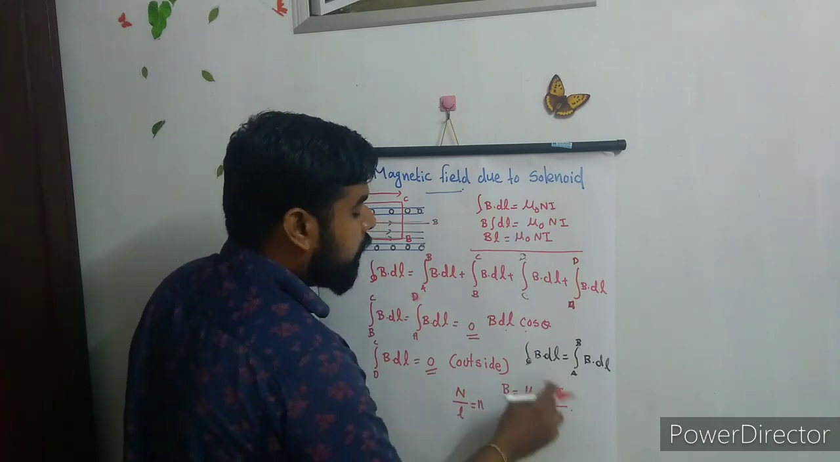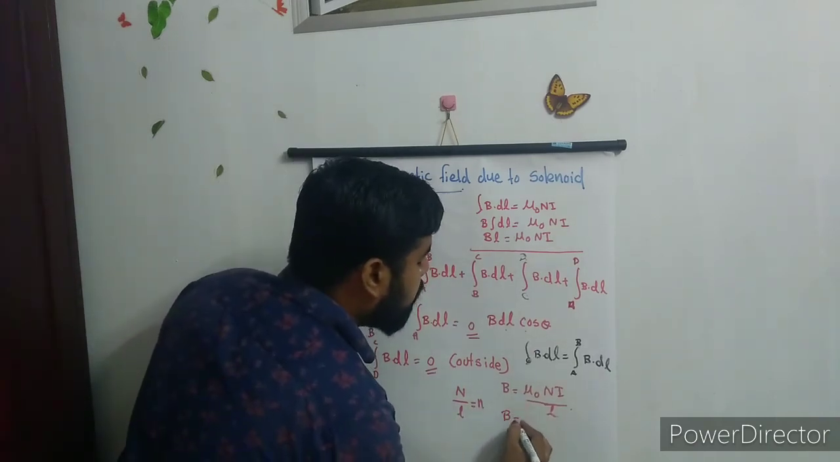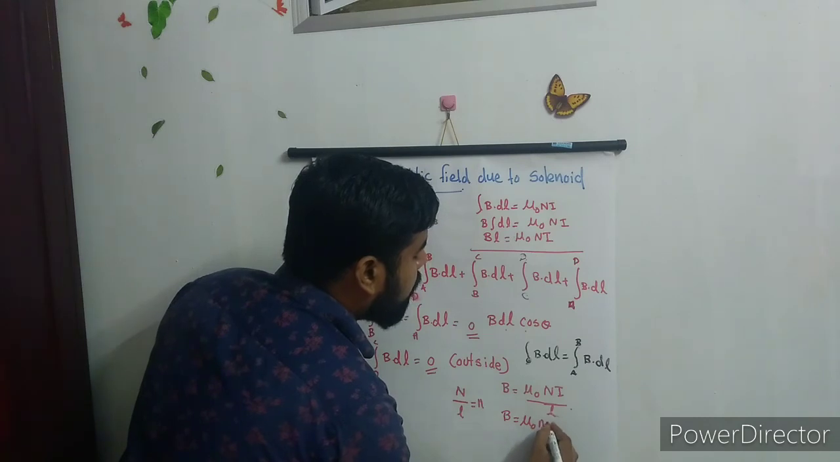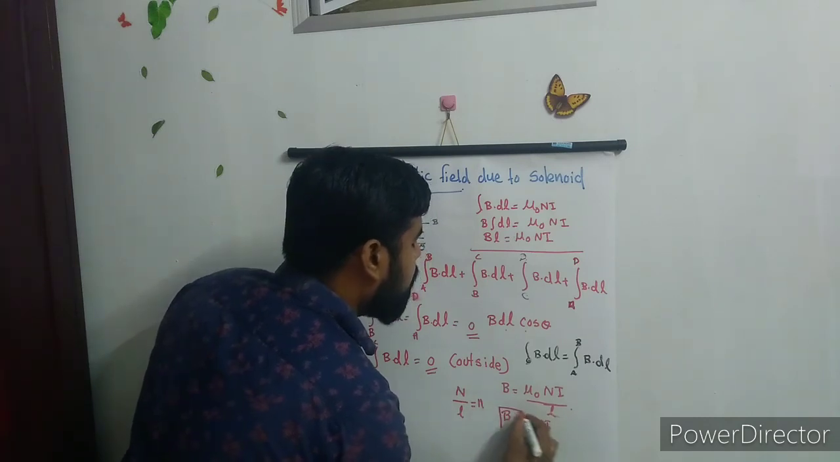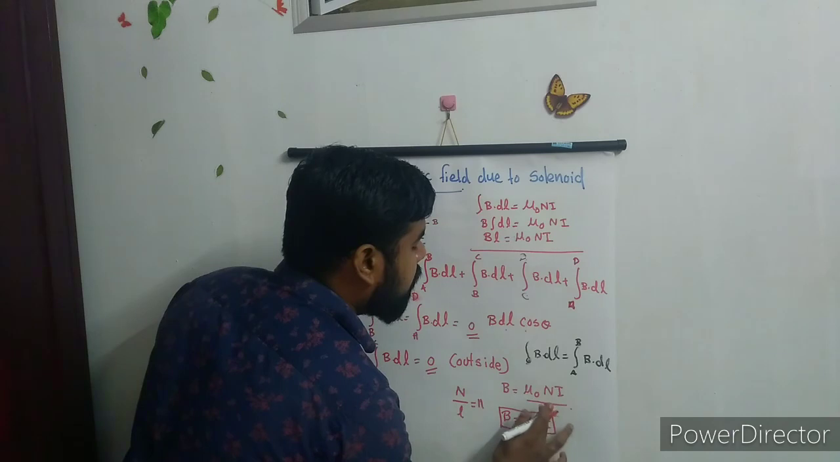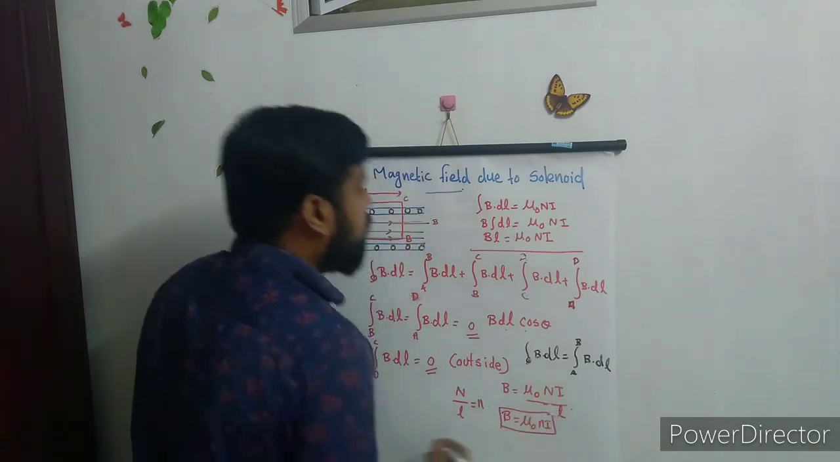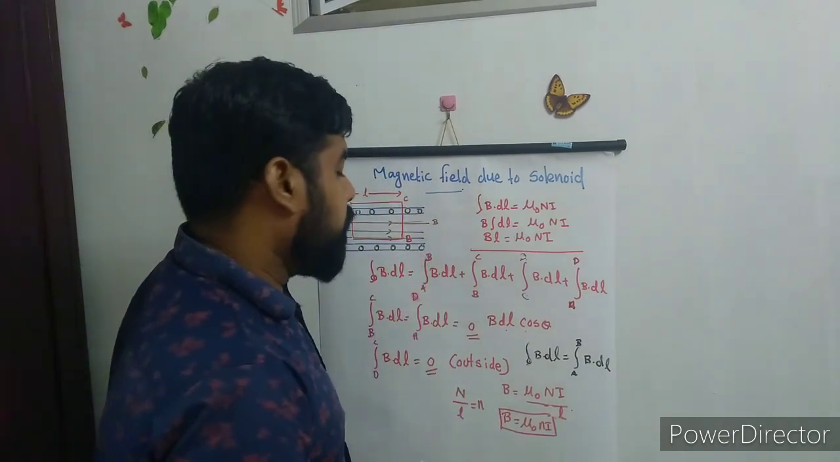So what is B? B is equal to mu 0 n I. So this is the magnetic field due to a solenoid. Okay, magnetic field due to a solenoid.